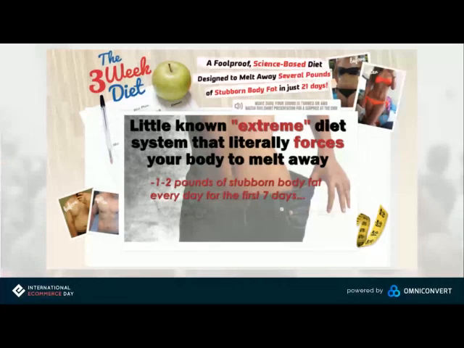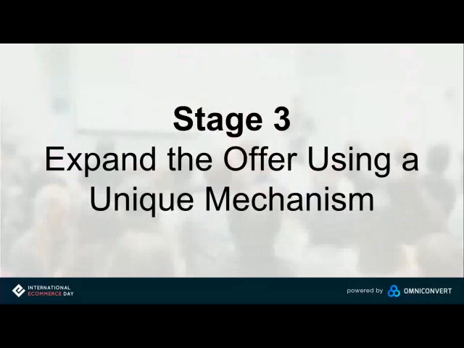Now, most products are actually created in a market that is in stage 3 or stage 4. So you want to pay particular attention to the next section, especially if you're in the health supplement or wellness industry. Stage 3 expands the offer by using a unique mechanism. Now, at stage 3, the market has changed significantly compared to stage 1 and 2. They're way more sophisticated. They've heard all the claims before. They may have even tried several different products in your category. But most of all, they're jaded and they're skeptical. The market needs a new way to make an old promise work.